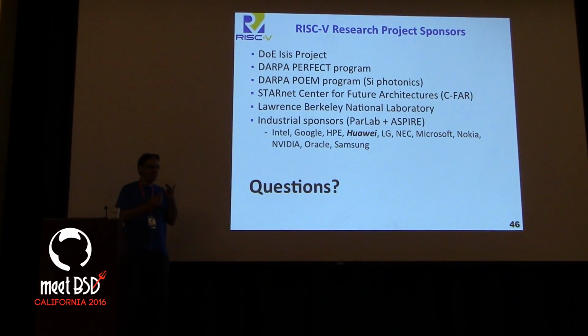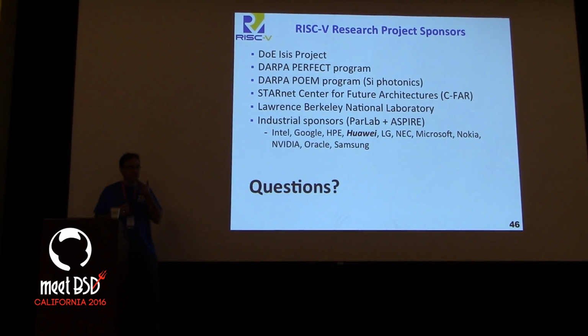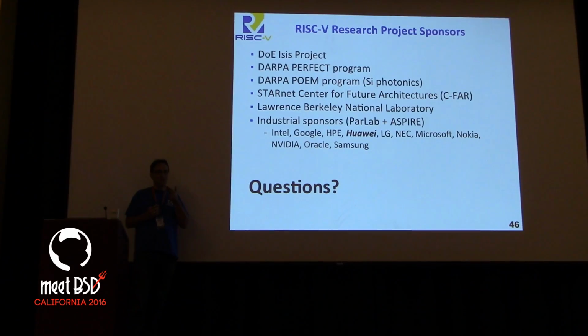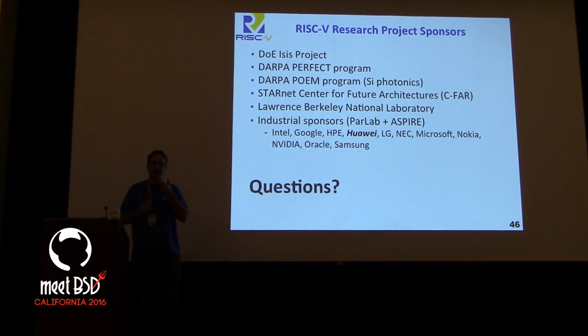Right. Yep. How much faster are the TLB lookups than on AMD64? So that's actually a microarchitectural question. The answer is way faster or way slower, depending on who did the implementation, right? Can you repeat the question? How much faster are the TLB lookups on RISC-V versus AMD64?